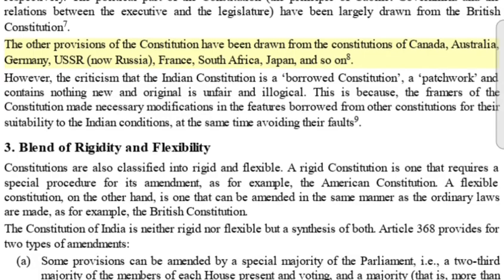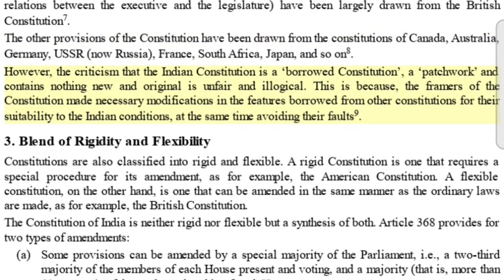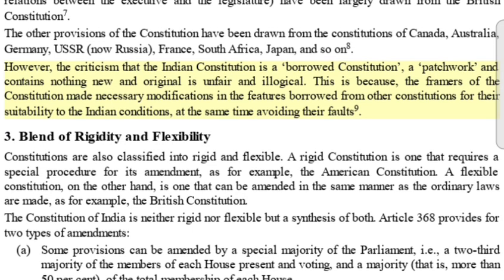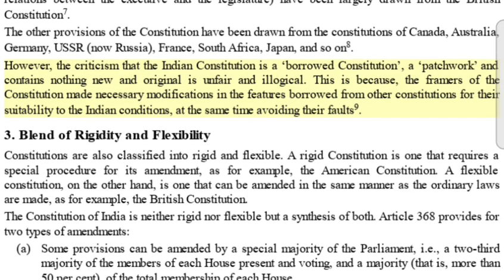However, the criticism that the Indian Constitution is a borrowed constitution, a patchwork, and contains nothing new and original is unfair and illogical. This is because the framers of the Constitution made necessary modifications in the features borrowed from other constitutions for their suitability to Indian conditions, at the same time avoiding their faults.